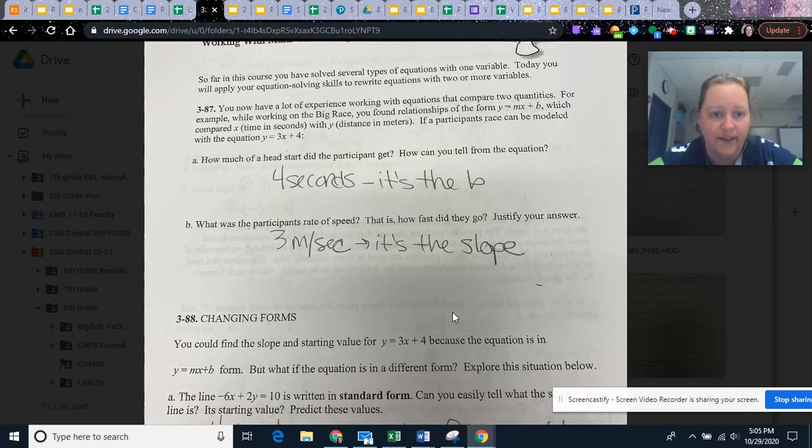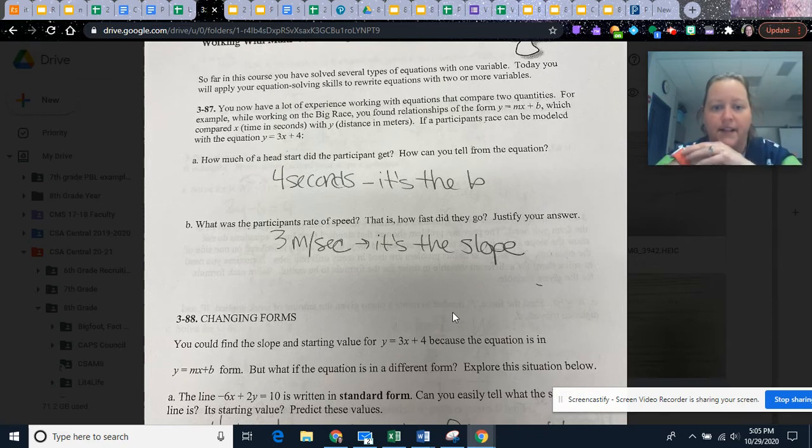So on 87, basically what we're doing today is learning how to rearrange equations and solve them for a different variable. On 87, we're talking about going back to the big race. If there was an equation of y equals 3x plus 4, how much of a head start would that person get? And we knew it was 4 seconds because they began.